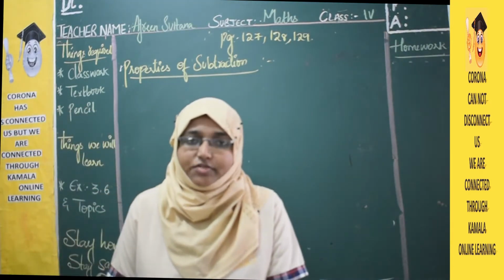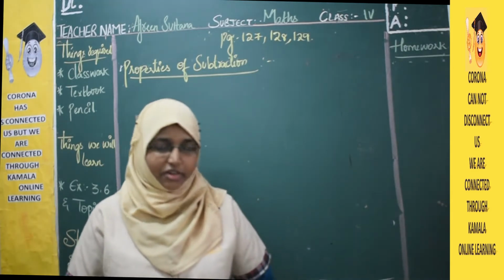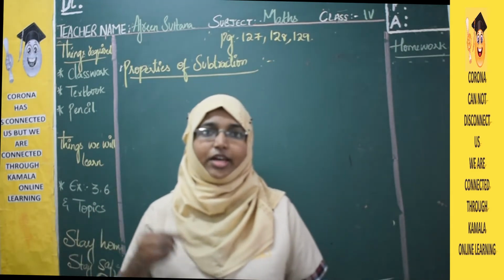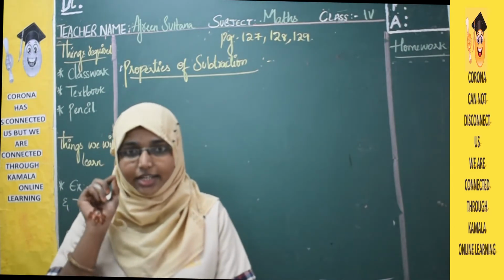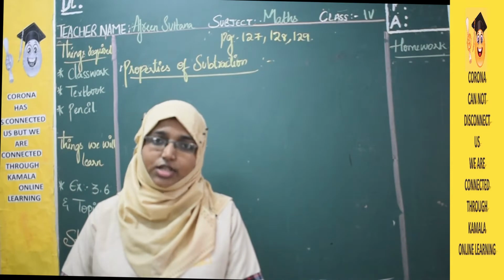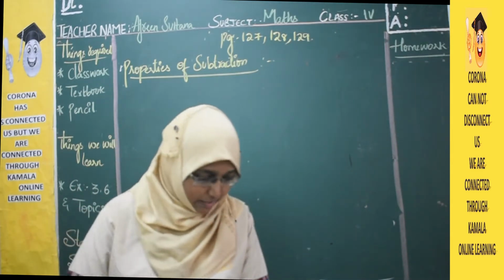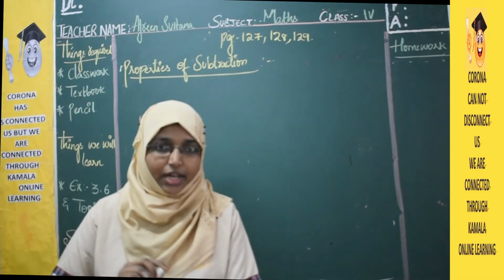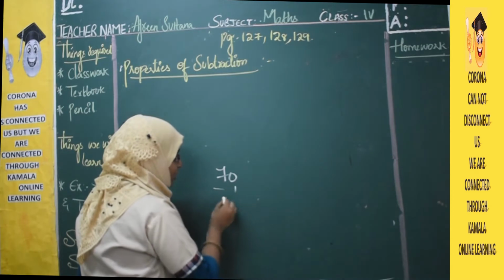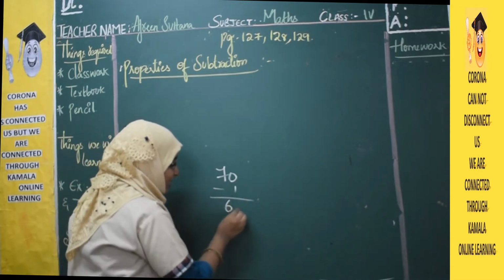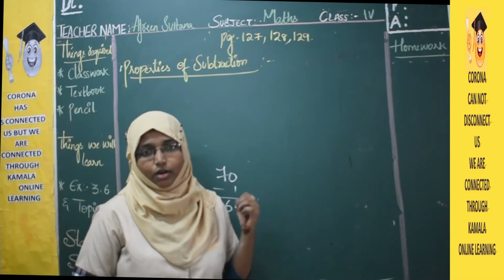In properties of subtraction, it is the same as we had in properties of addition. Whenever we add 1 to any number, it increases by 1. If we add 10 to any number, the digit at 10's place increases by 1. The same follows in subtraction. If you subtract 1 from any number, the number decreases by 1. Suppose I take 70. 70 minus 1 gives 69. So this number has been decreased by 1.